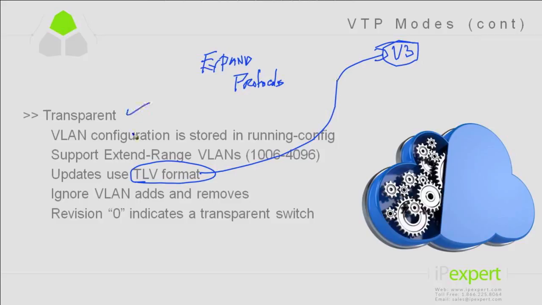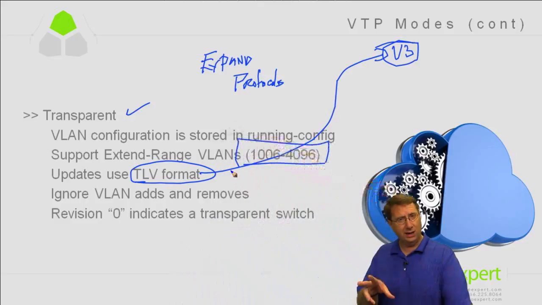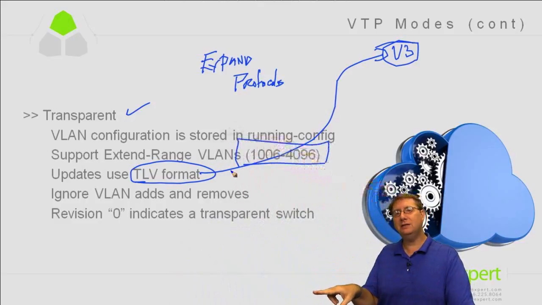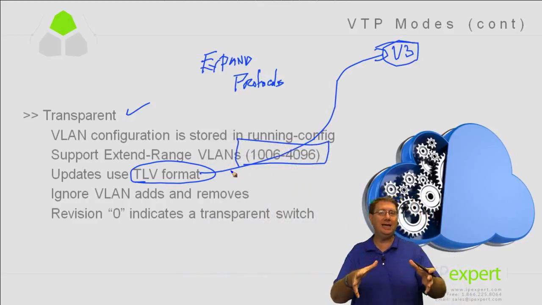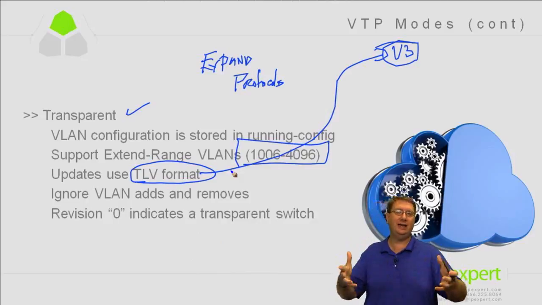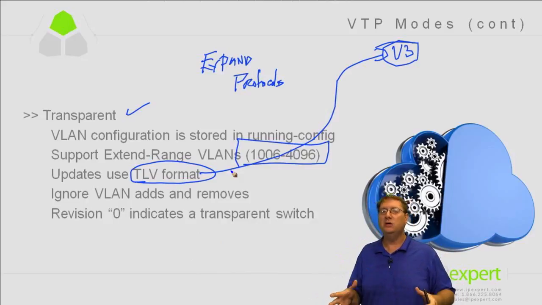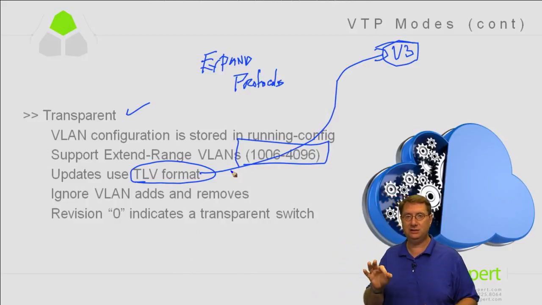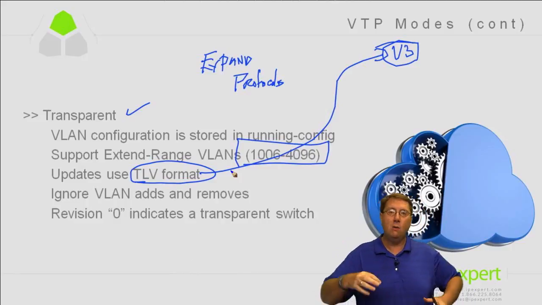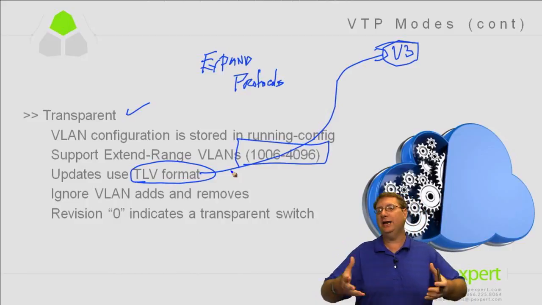Well, a transparent switch supports extended range VLANs, so any VLAN from 1006 all the way up to 4096. Now, keep in mind that we can create them on this device, but VTP is not going to be used to send any information to any other device. So by telling it that it's a transparent VTP device, we're going to change its behavior.